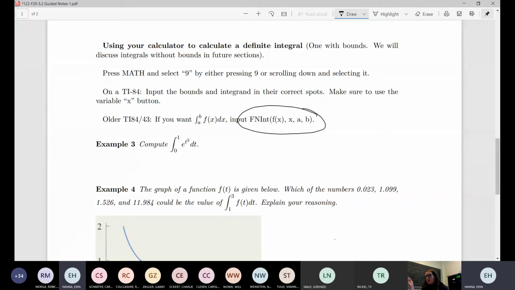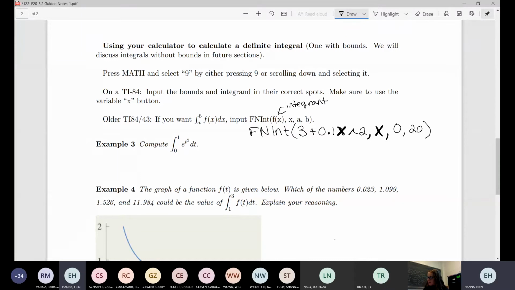So it'll come up with an fnInt on your screen. In our case, for the one we were just trying to do, you want to type in the integrand first. So in this case, it was our 1 plus 0.1. You use that same variable button, and then you'll have to square it using a caret, because yours doesn't really do the nice thing where it pops it up for you. You do a comma, which is the button directly above the 7. You hit the variable button again, comma, and then your bounds, lower bound, upper bound. So if you have an older version, you'd have to type it in like that.